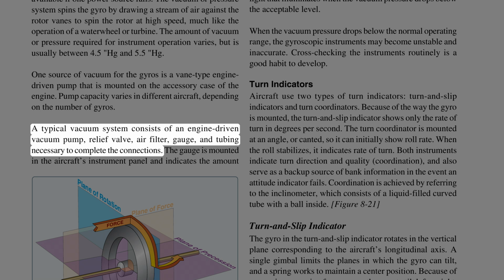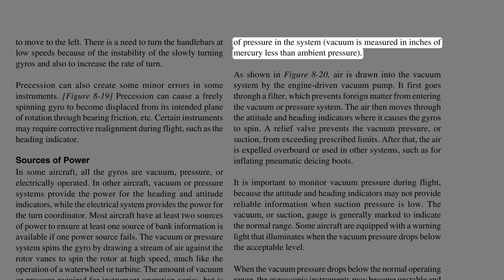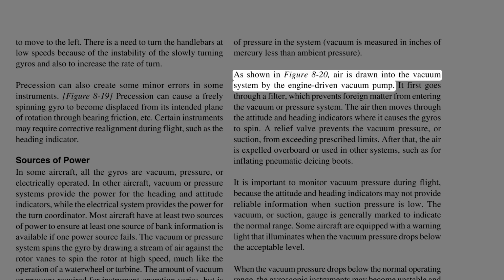A typical vacuum system consists of an engine-driven vacuum pump, relief valve, air filter, gauge, and tubing necessary to complete the connections. The gauge is mounted in the aircraft's instrument panel and indicates the amount of pressure in the system. Vacuum is measured in inches of mercury less than ambient pressure. As shown in Figure 8-20, air is drawn into the vacuum system by the engine-driven vacuum pump.